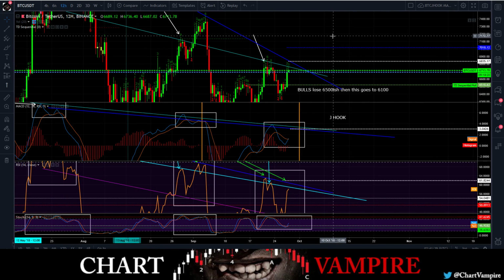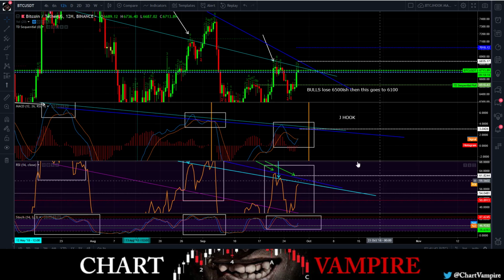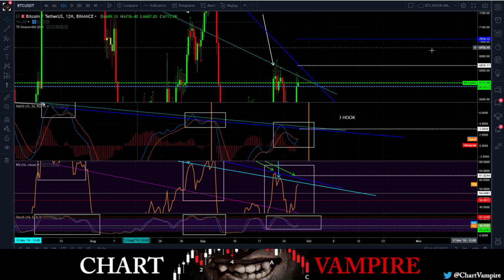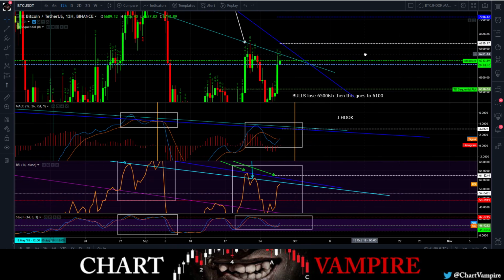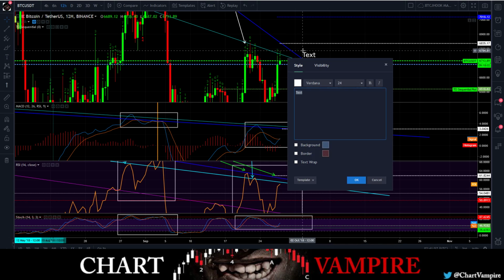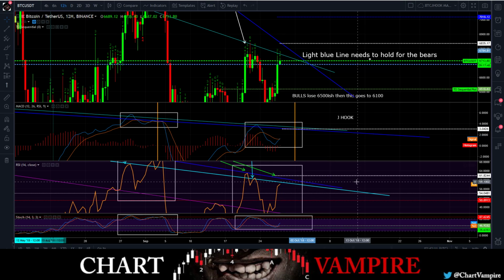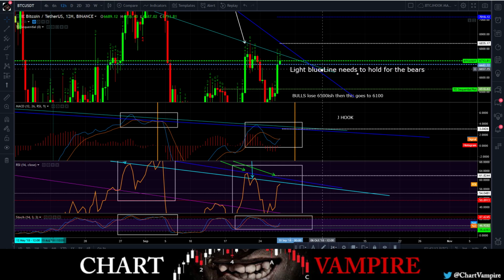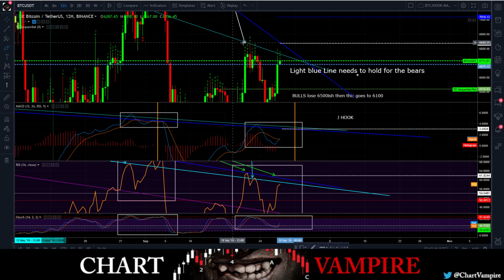So I'm going to keep this chart up right here. This is the chart I'm going to keep running for everybody, okay? So looking for our levels, and I can make this bigger just so everybody gets a good idea. Our target is either this holds, and I will write on here: the light blue line needs to hold for the bears and the bulls.